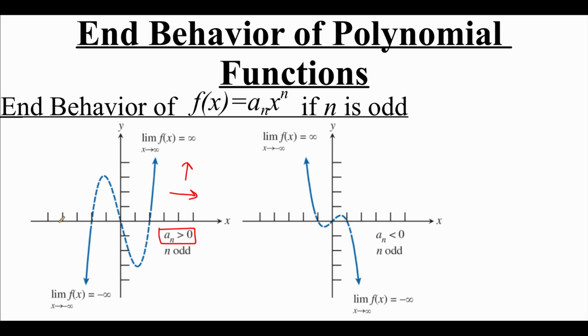Now as we work our way to the left-hand side, so the limit as x approaches negative infinity, then our function is also going to approach negative infinity. So as we go to the left, then our function is going down.